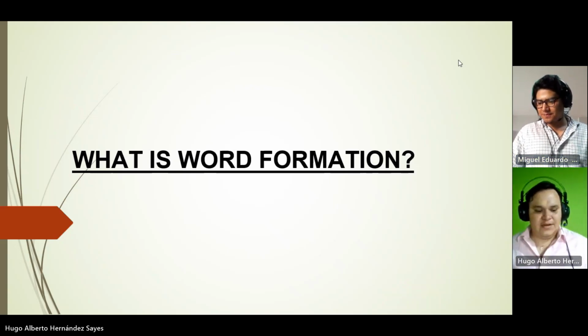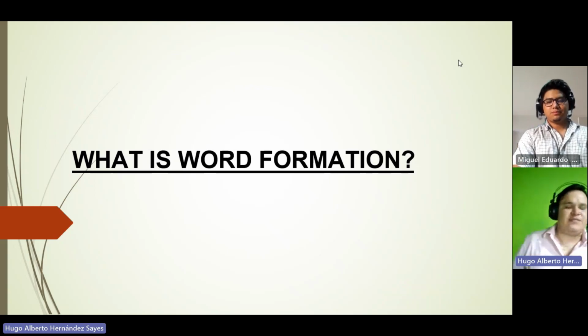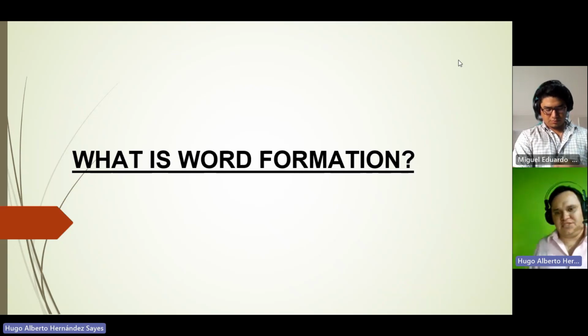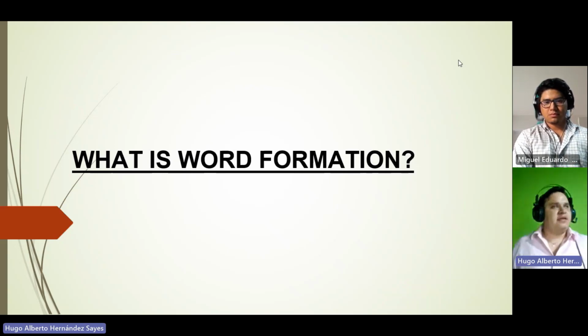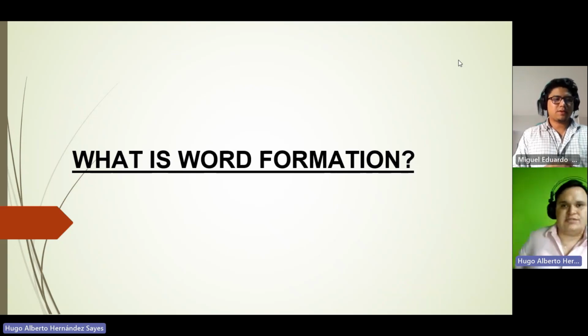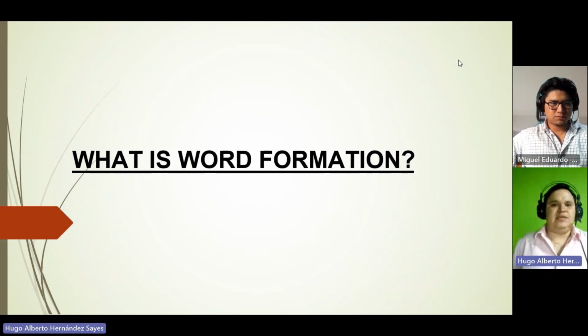Okay, very good. So, in order to start this discussion with you, I would like to start by defining what word formation is. Word formation is the process by which new words are created from existing words, or let's say from morphemes in linguistics, particularly morphology. Derivational morphology is another term to use, by the way.